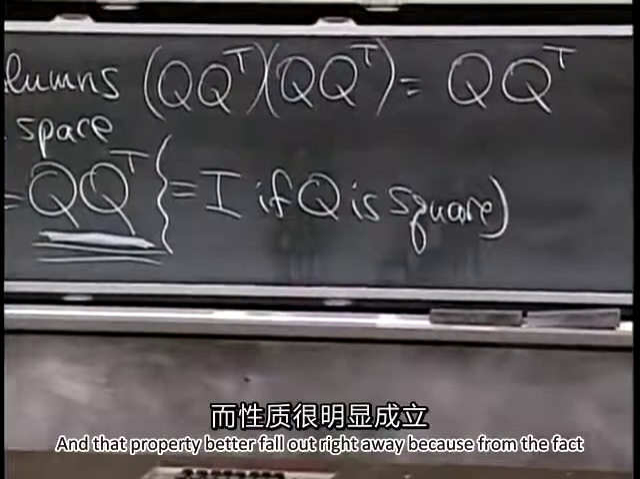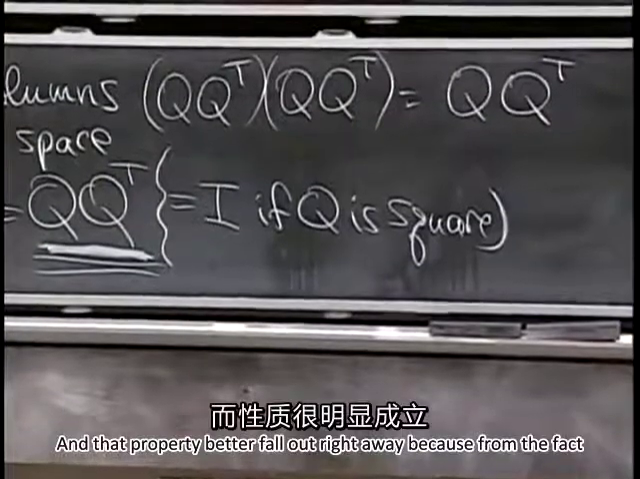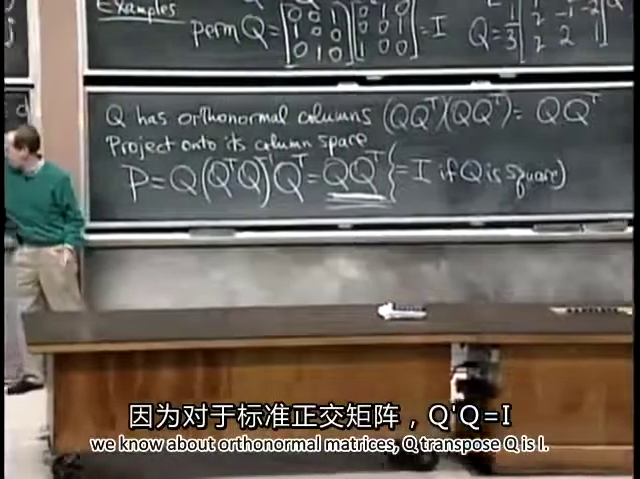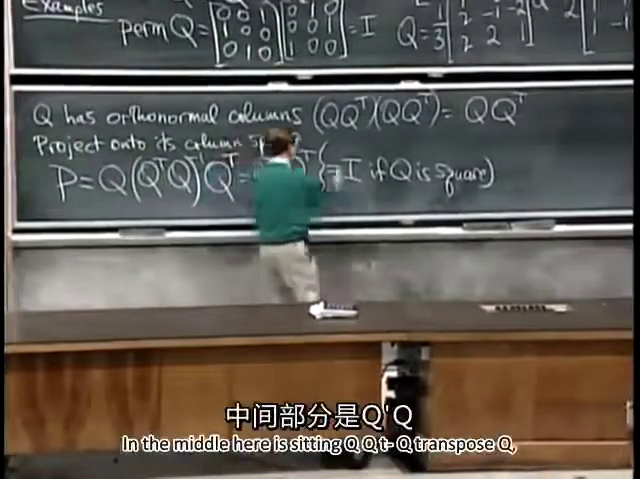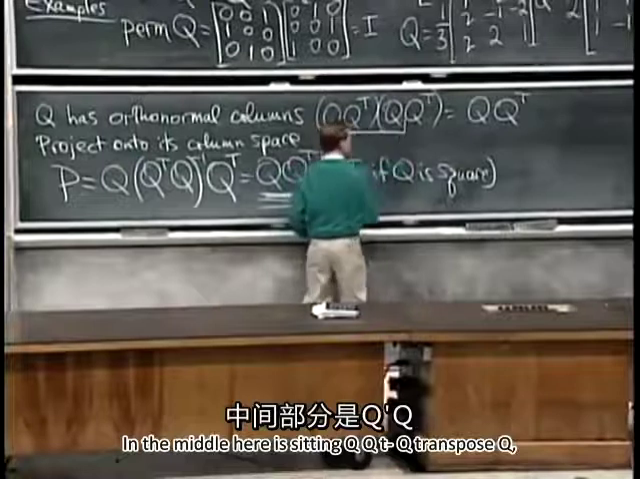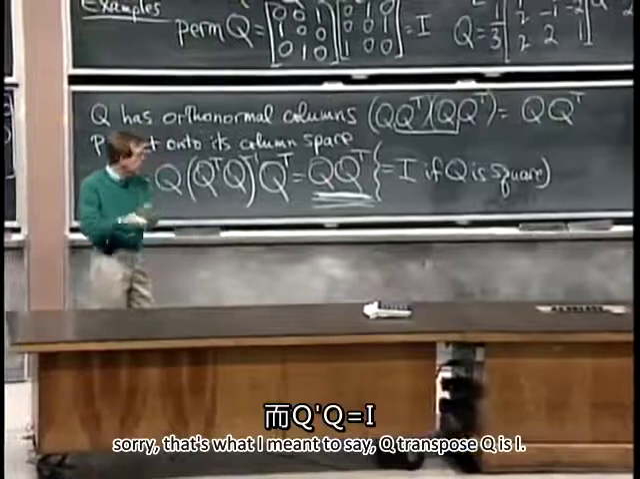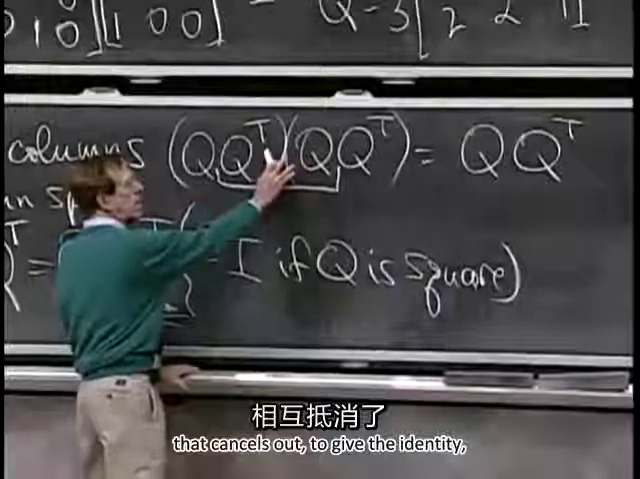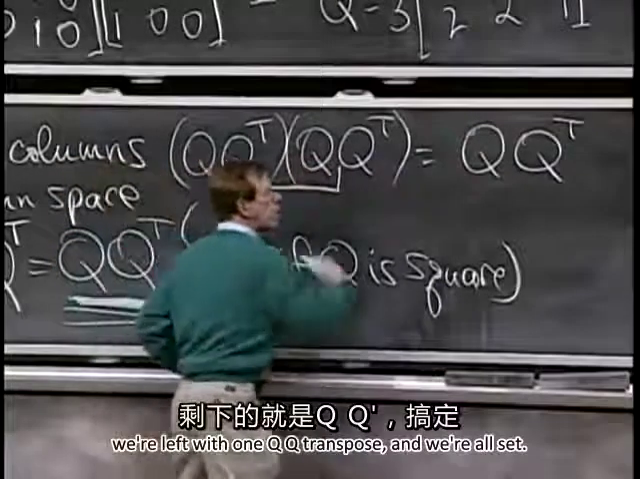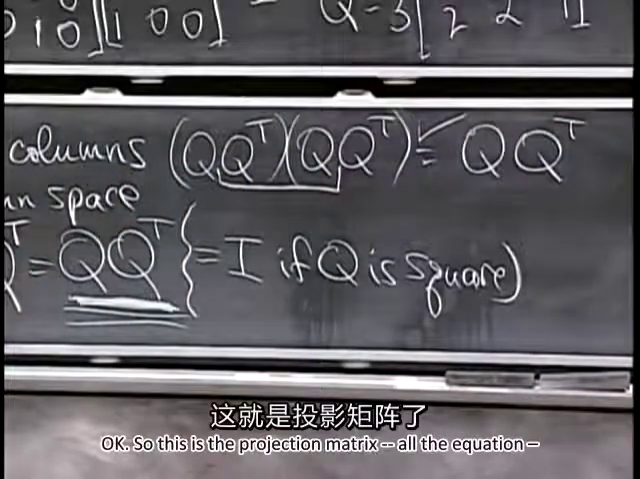And that property better fall out right away, because from the fact we know about orthonormal matrices, Q transpose Q is I. Okay, you see it. In the middle here is sitting Q transpose Q. Q transpose Q is I. So that's sitting right in the middle. That cancels out to give the identity. We're left with one Q transpose, and we're all set. Okay. So this is the projection matrix.